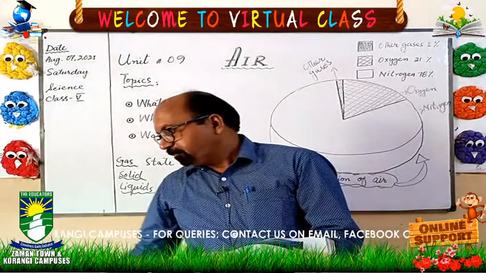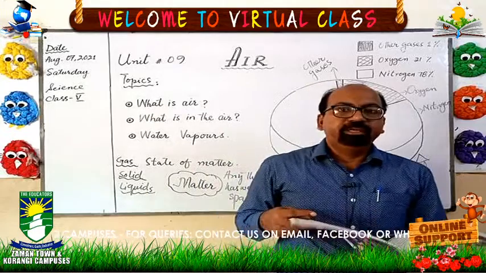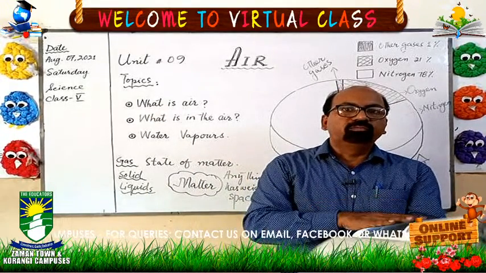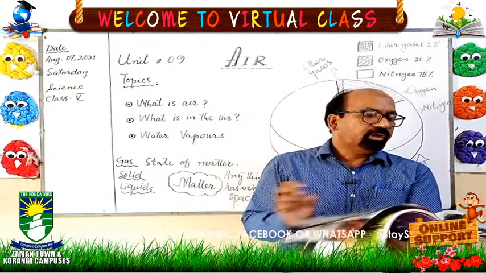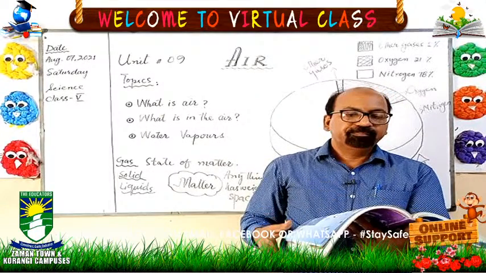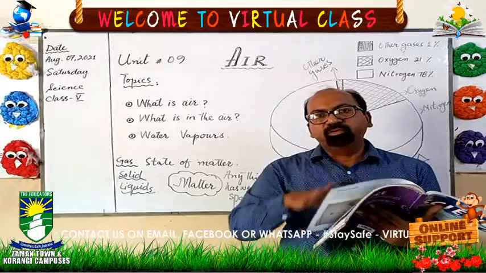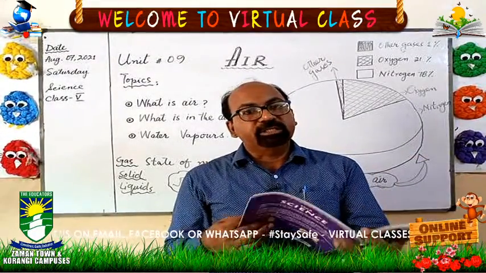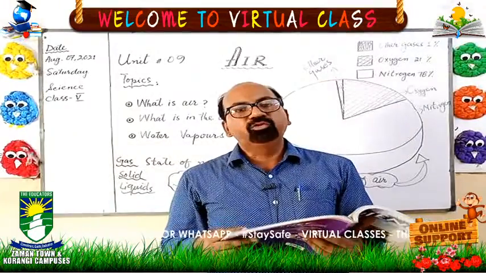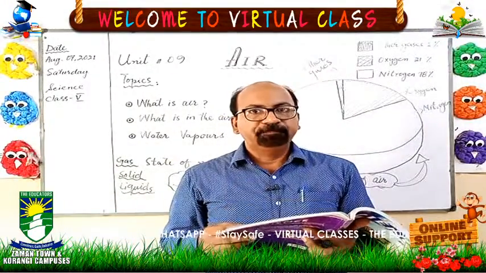You will do very neat and clean homework. First of all, make a title page for unit number 9, air. You will make a title page, then you will do these two questions. These two question and answers are present in your homework folder. Do a very neat and clean homework.